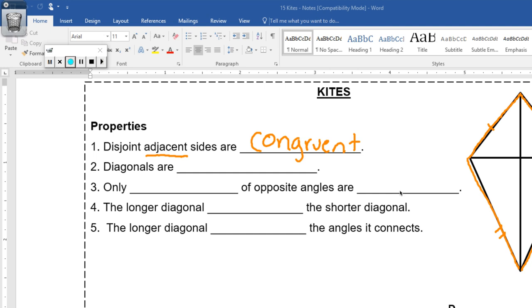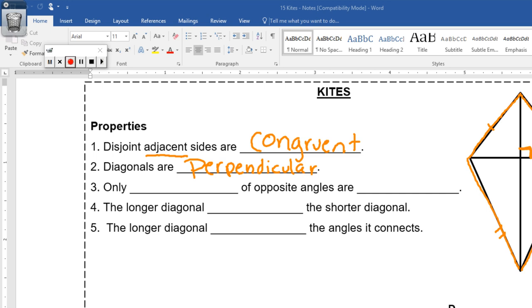Then our second property says that the diagonals are perpendicular. That means that we're forming a 90-degree angle. Remember that the diagonals are right here in the center. So where they cross, we are forming 90-degree angles.